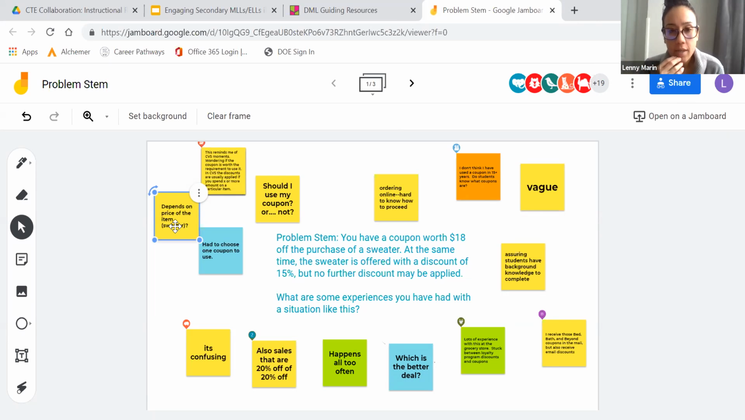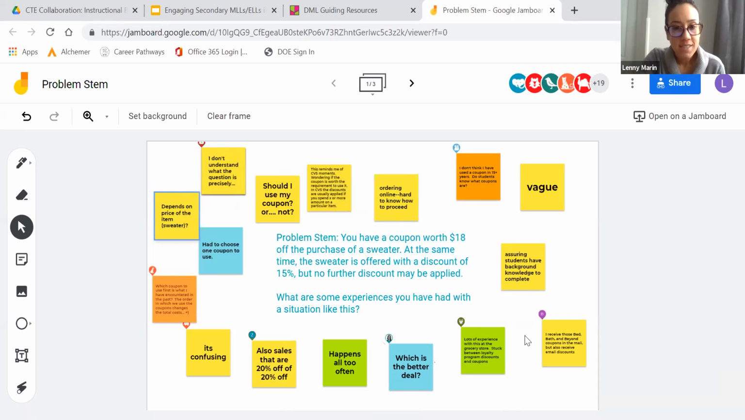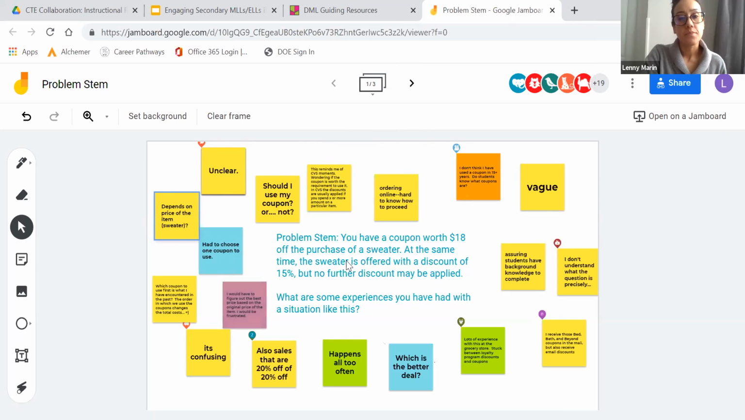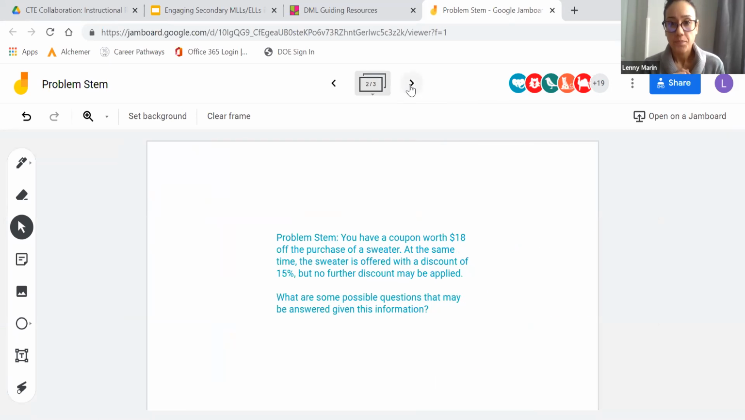All right, these are all very great. I'm very glad if you have a chance to read some of them. I see that some experiences are like thinking about which is better. An experience is that it is confusing. So I do want to highlight some of those. Depends on the price of the sweater, question mark, love that. And then unclear, okay. All right, so what we're gonna do now is go to the second slide.